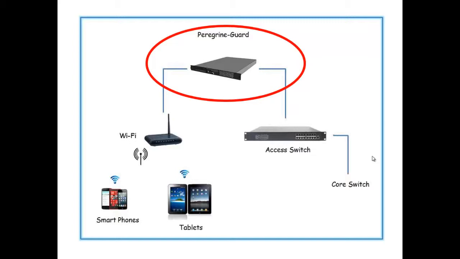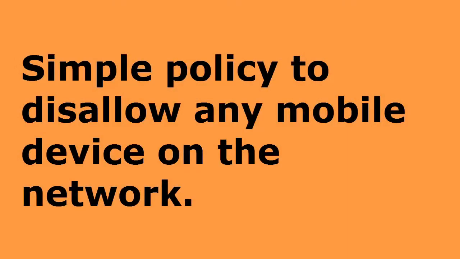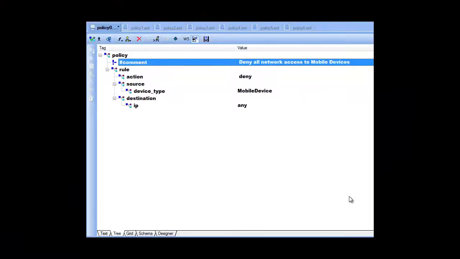Next in this video, we will show you how the detection is done by Peregrine Guard and how we can create a policy and control access to your corporate servers. We will go through a set of sample policies and see how access control is applied. The first policy would be deny all access to mobile devices. So the action of the rule would be deny, and the source type is all mobile devices, and the destination would be any network.